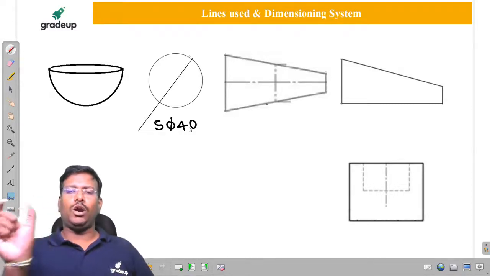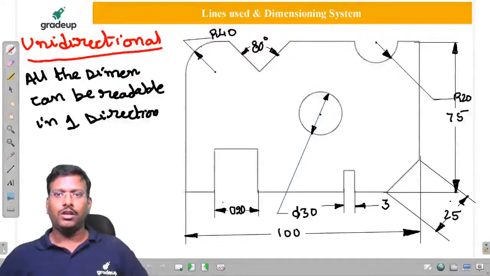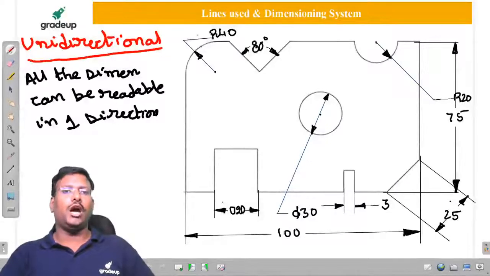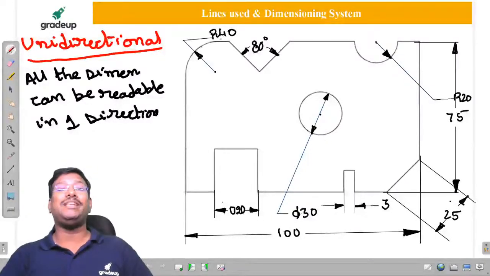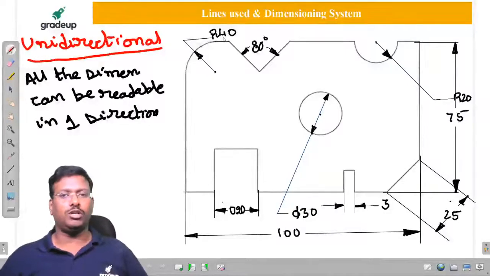Radial representation we have to give beside. Twinkle, I will show it to you. So here if you observe the radial, I am not mentioning this R40 above the dimension line. I drew it beside the dimension line. Beside the dimension line. That one you have to remember.